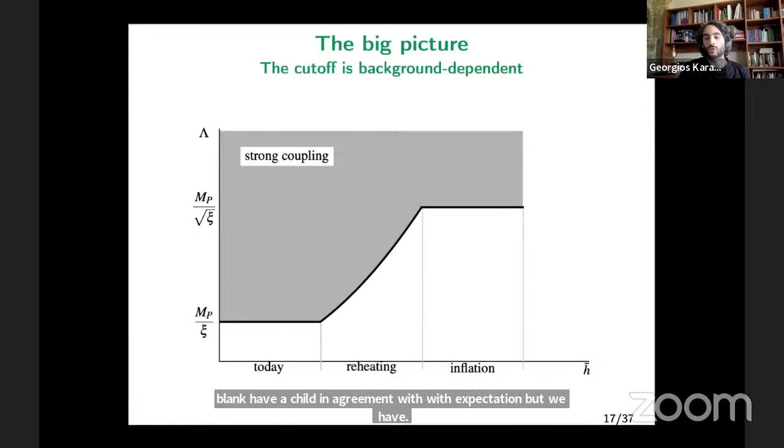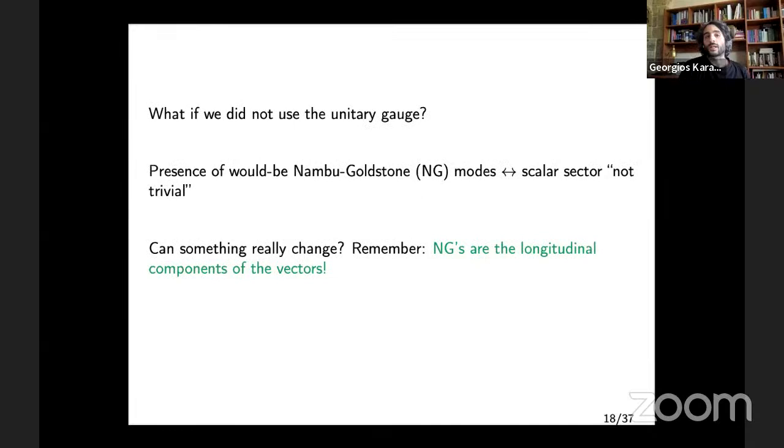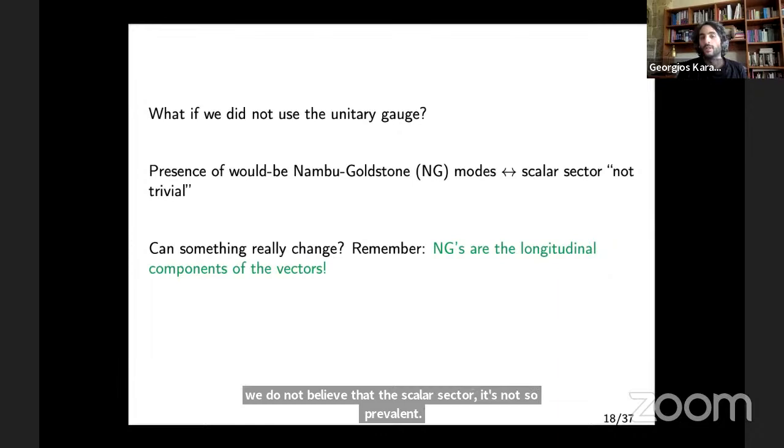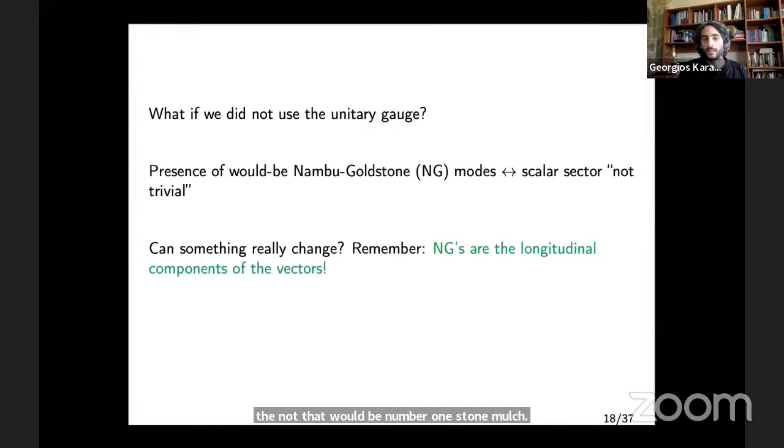So it's quite reasonable to ask what happens if we did not employ unitary gauge for these computations. And the reason why it's logical is to realize that once we did not do that, the scalar sector is not so trivial, because it involves the would-be Nambu-Goldstone modes that are eaten by the gauge fields and actually become the longitudinal components. And it's quite reasonable to wonder if something can really change. Let me give you the answer: nothing can change. It's simply that the problem again shifts to a different sector of the theory. And this is expected in one way or another, because the Nambu-Goldstone modes, as I already said, are the longitudinal components of the vector fields.